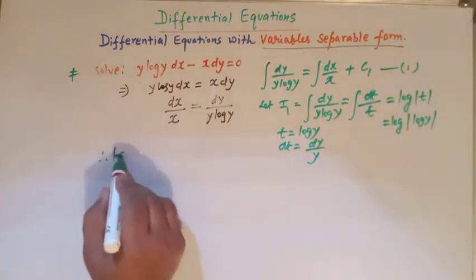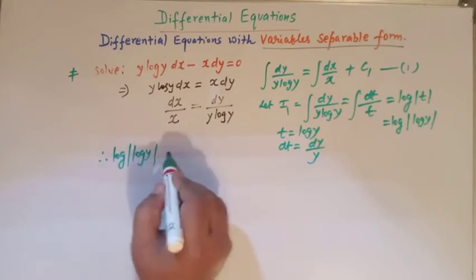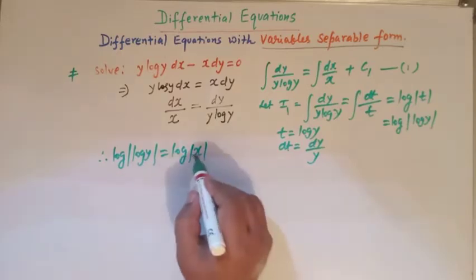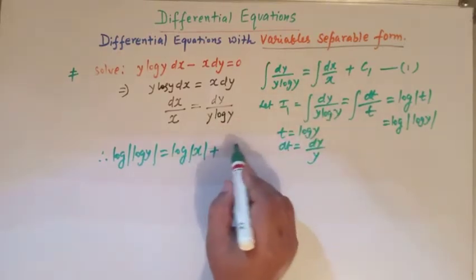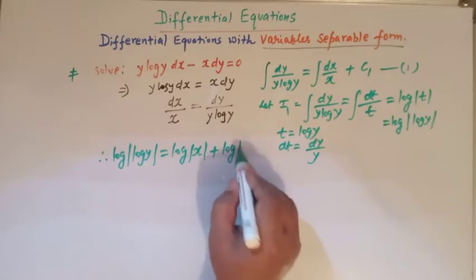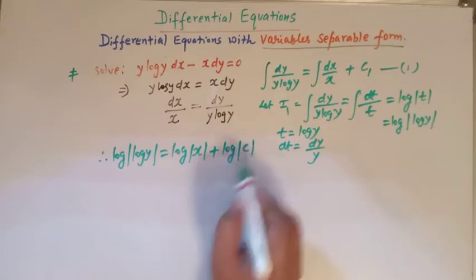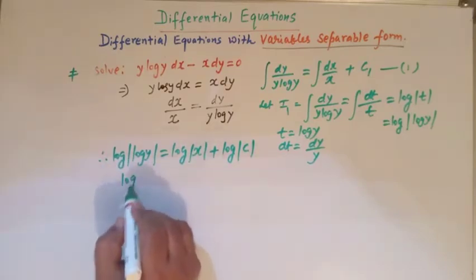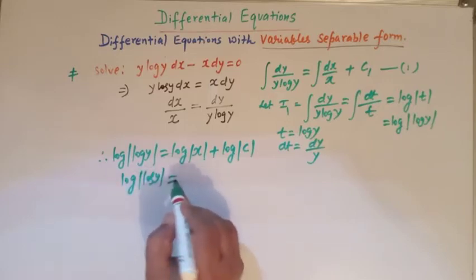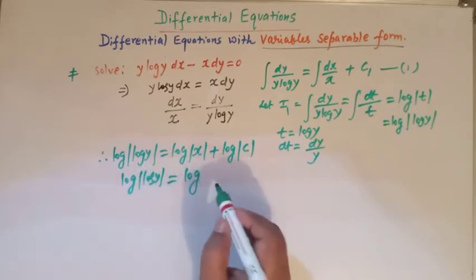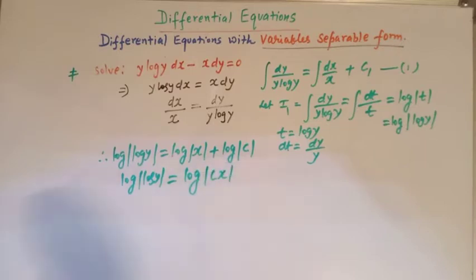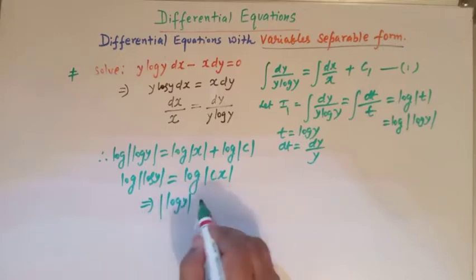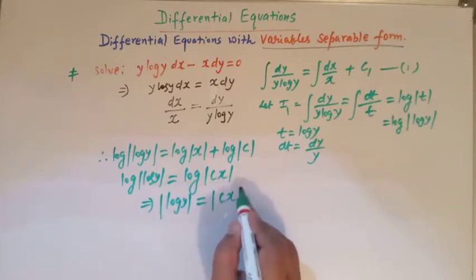Therefore we have log of log y equal to log of x plus c1, which can be written as say log of c. Clear? Now this expression can be written as log of log y equal to log of cx, and this can be written as log y is equal to cx.